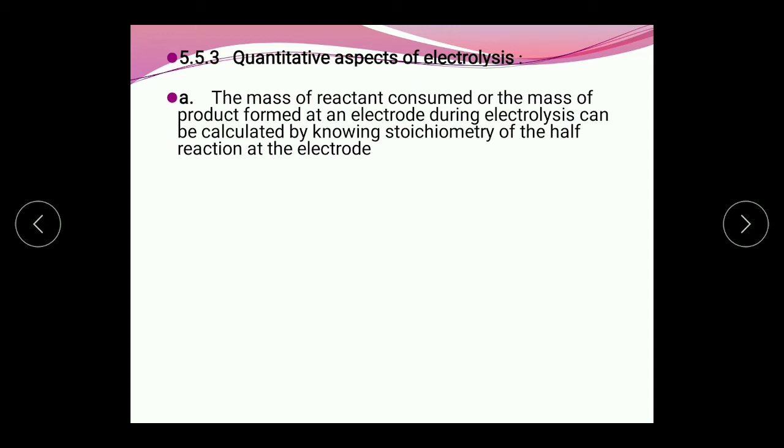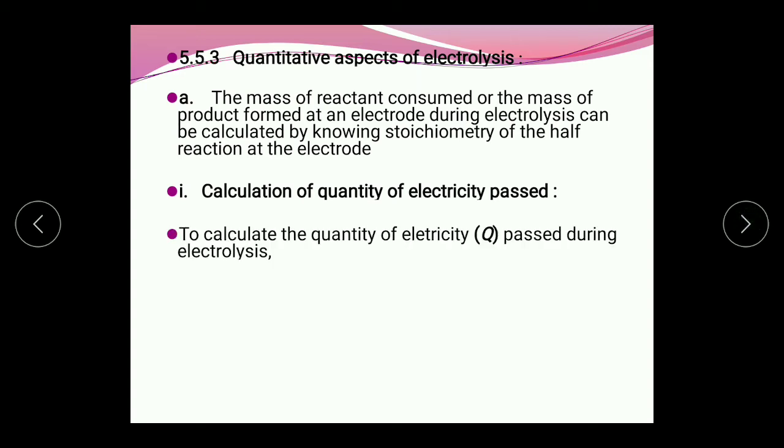So to find out the mass of the product formed at an electrode, we require the stoichiometry of the half reaction taking place at the electrode. And for that, we are going to follow some steps. We cannot directly calculate the mass of the product. For that, we have to go through some procedure. We will see the stepwise procedure to find out the mass of the product. So the first step is calculation of the quantity of electricity passed.